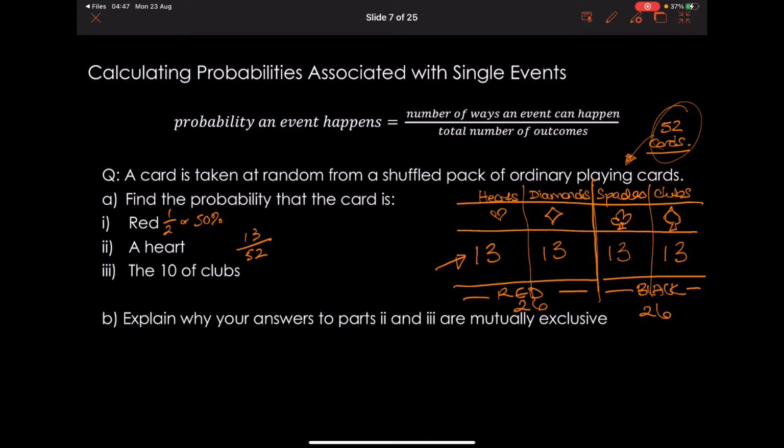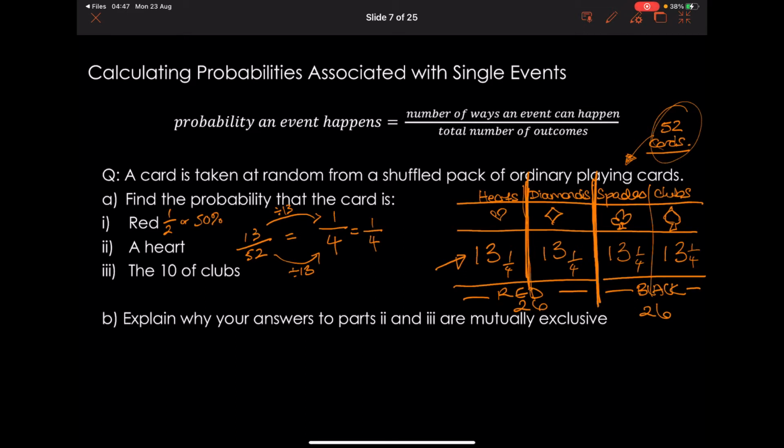Because half of the cards are red, if you see there. And if we halve it again, it's 13, which are hearts. So 13 out of 52 is actually a quarter. You could also show that if we divide by 13: 13 divided by 13 is 1, and 52 divided by 13 is 4. So choosing a heart is a quarter, but that's also the same for choosing a diamond, choosing a spade, and choosing a club.